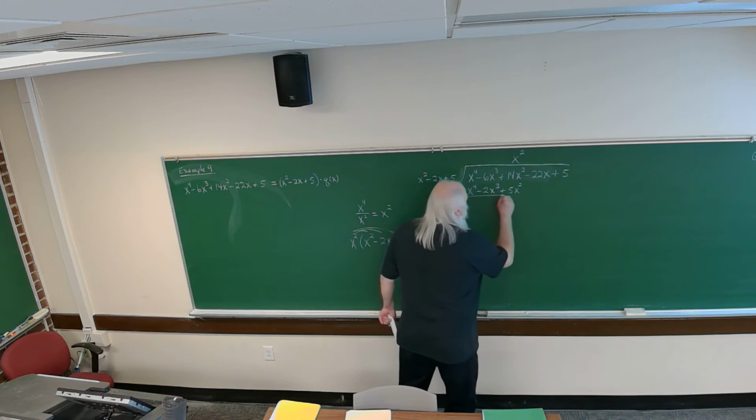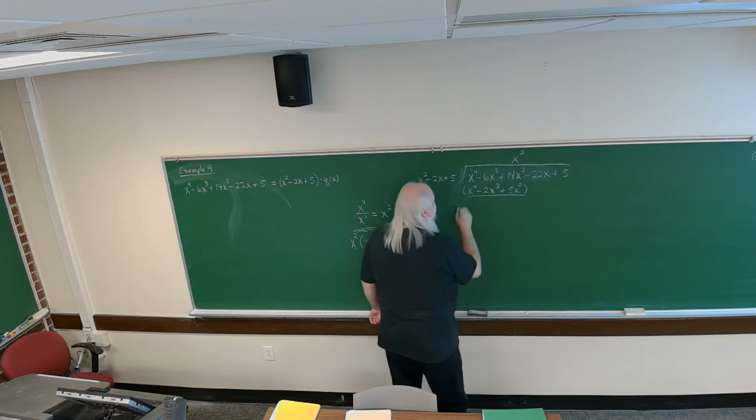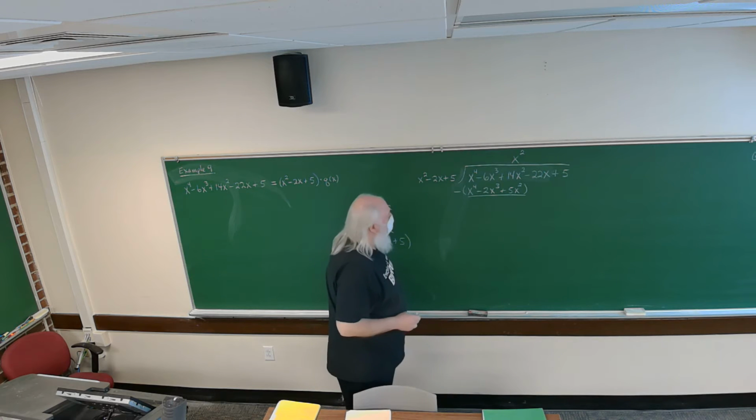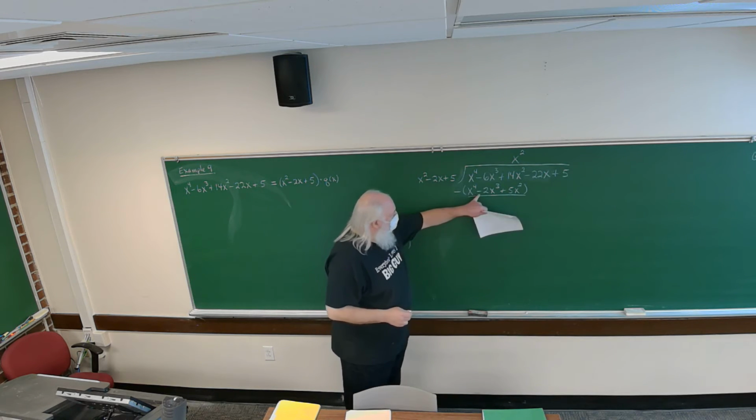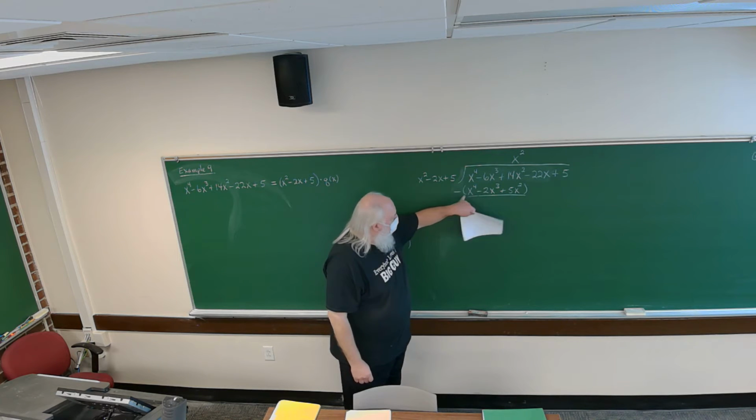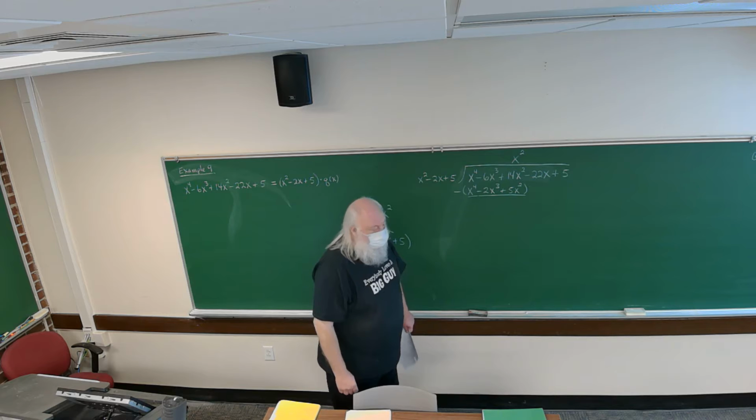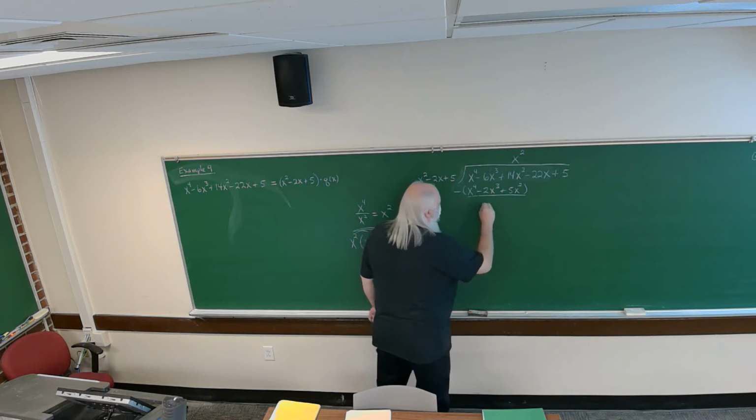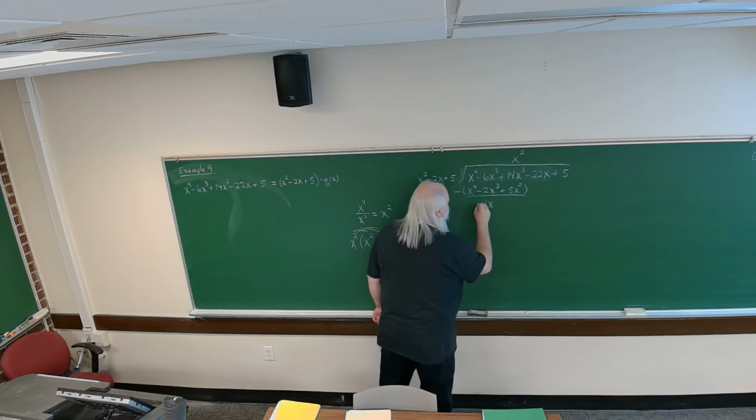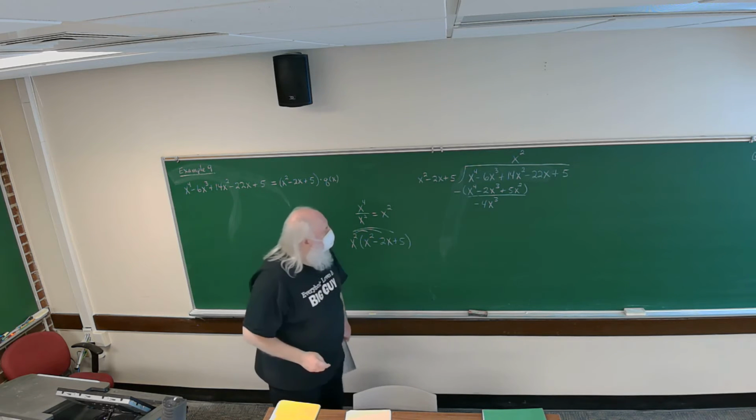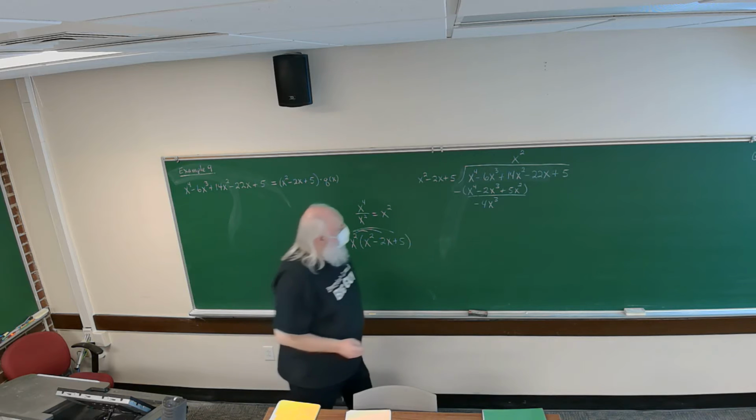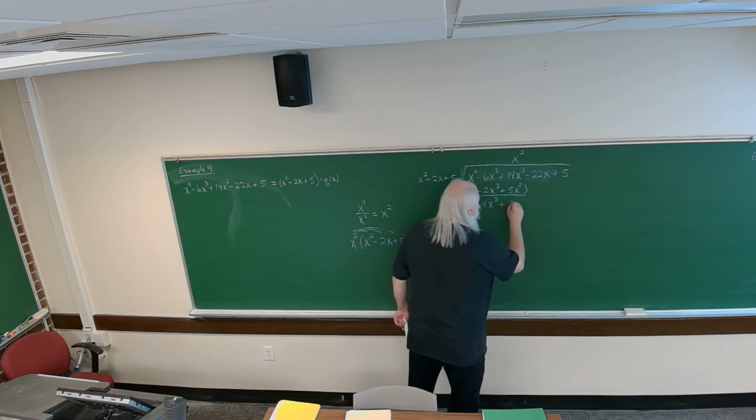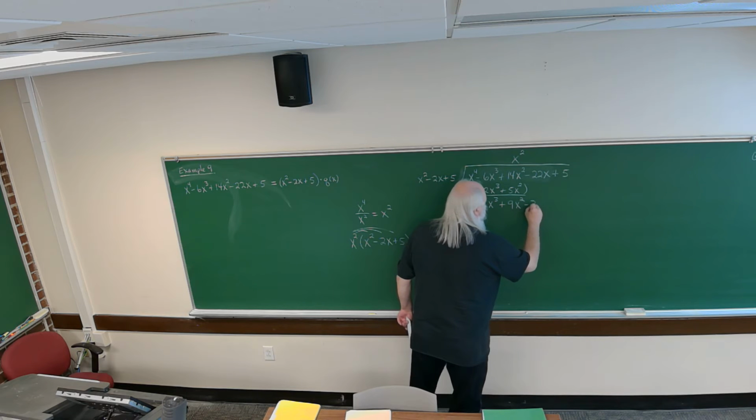And so now you have to subtract that from the dividend. I encourage you, whenever you do subtraction, to put what you're subtracting in parentheses, or you won't distribute the minus sign correctly. So x to the fourth minus x to the fourth is 0. Minus 6x cubed plus 2x cubed is minus 4x cubed. 14x squared minus 5x squared is 9x squared. And then we bring down the minus 22x plus 5.